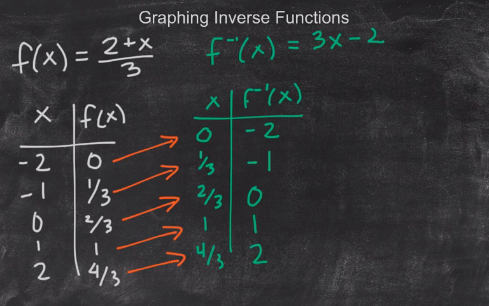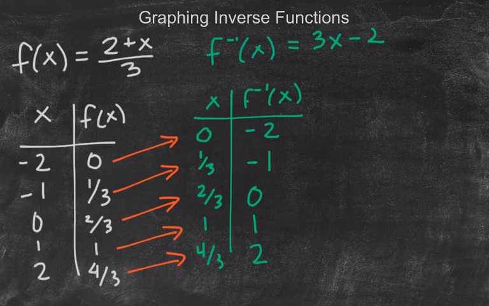So I see that the inverse function is doing the opposite of the original, and if I wrote out the information in these tables as coordinate points, I would see that the corresponding coordinate point is the same thing, but x and y are switched. The input and the output are switched. So (negative 2, 0) becomes (0, negative 2). (Negative 1, 1/3) becomes (1/3, negative 1), and so forth.